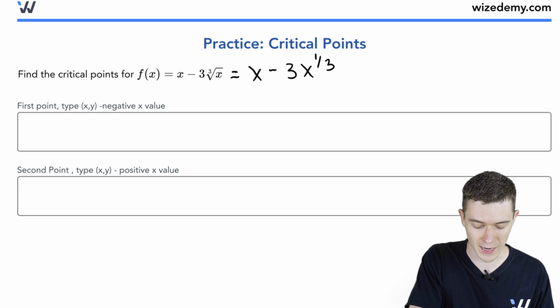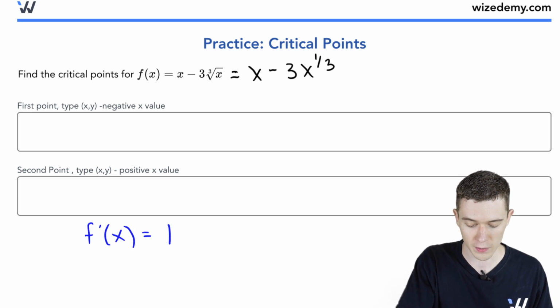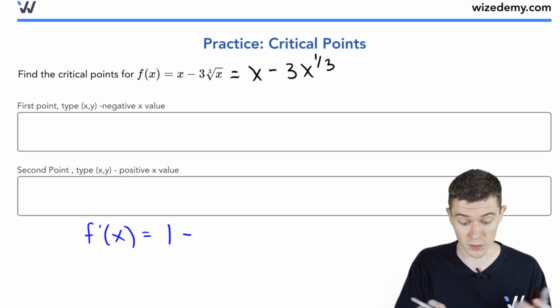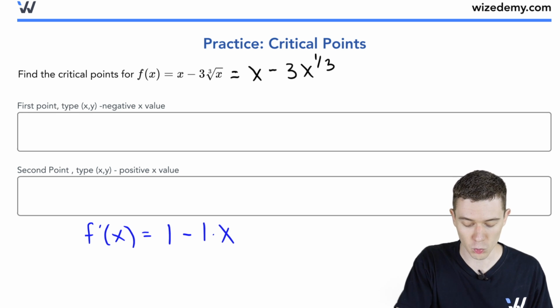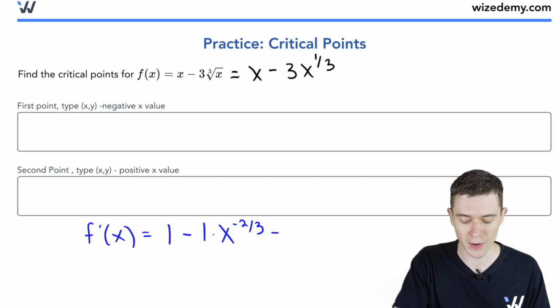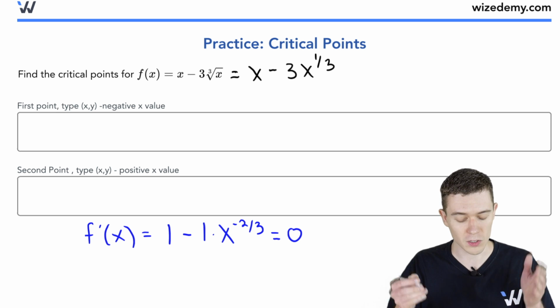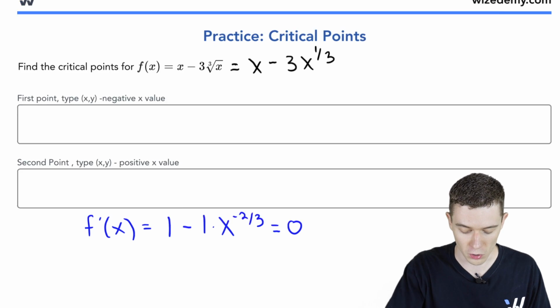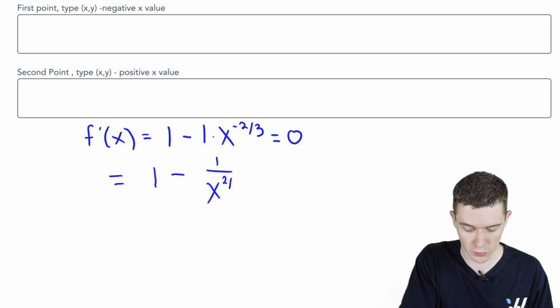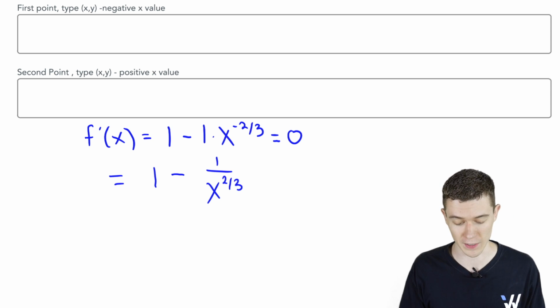Okay, let's go ahead and take the derivative, f prime of x. The derivative of x is 1 minus, power rule here, 3 times 1/3 is 1, times x to the 1/3 power minus 1, which is minus 2/3. What we want to do here is take this derivative and set it equal to 0. The solutions to this equation will be our critical points. If you wanted, you could rewrite this as 1 minus 1 over x to the 2/3, just so we don't have to deal with any negative exponents.